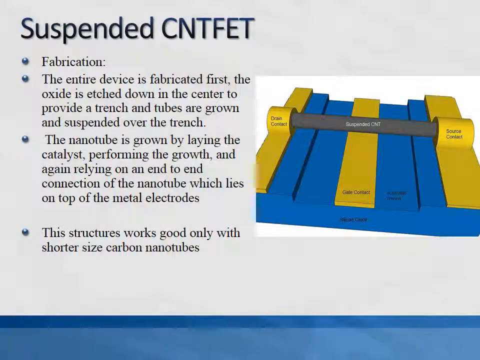The fourth type is suspended CNT FET. The fabrication steps include: the entire device is fabricated first, the oxide is etched down in the center to provide a trench, and the tubes are grown and suspended over the trench. Nanotube is grown by laying the catalyst, performing the growth, and again relying on an end-to-end connection of the nanotube which lies on the top of the metal electrodes. However, the structure works well only with shorter carbon nanotubes.